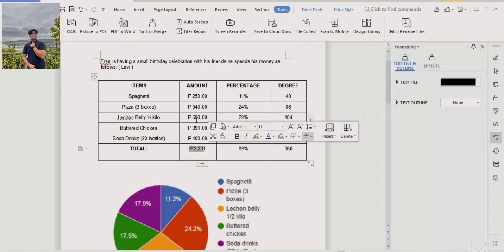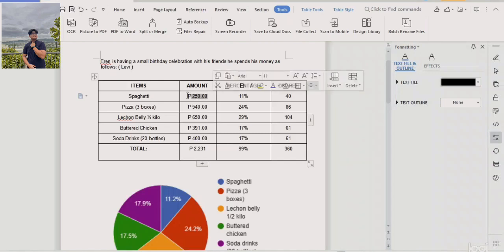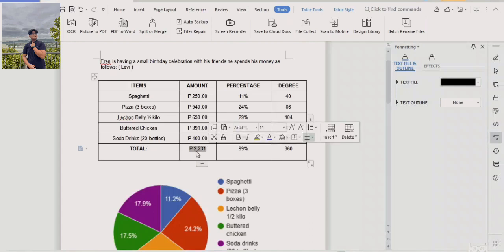With the total amount, we need to calculate each amount against the total to get the percentage. For example, spaghetti is 250, calculated against the total amount, 2,231. So 250 is 11% of 2,231. Next, we just do the same for the following.